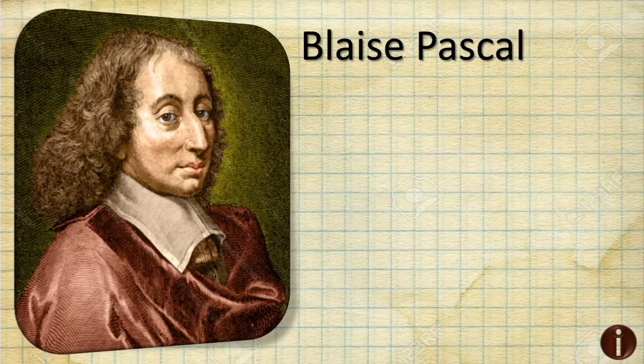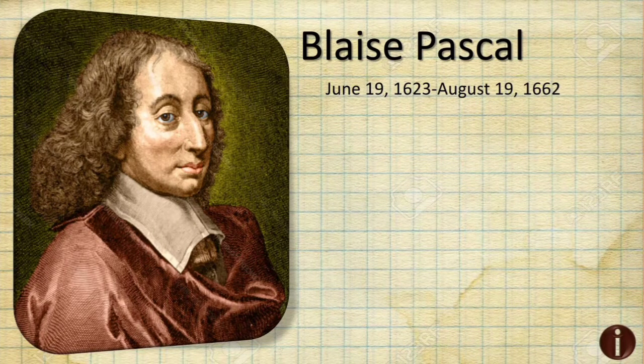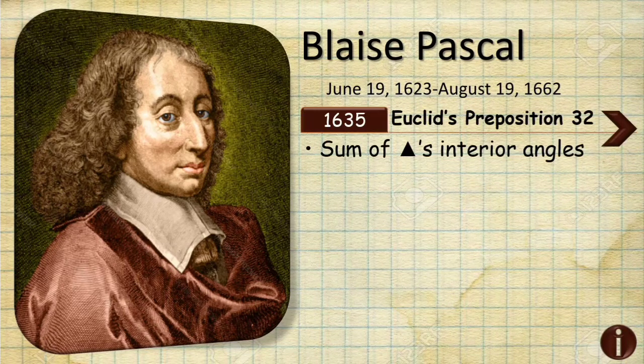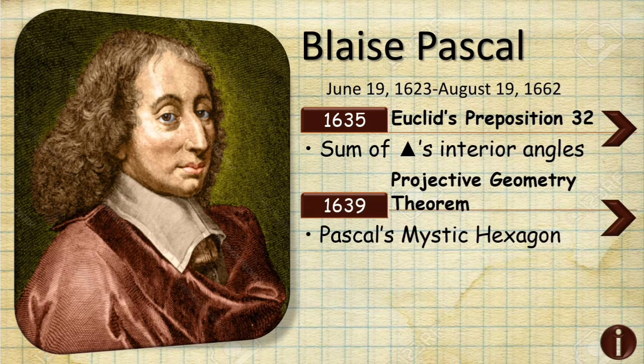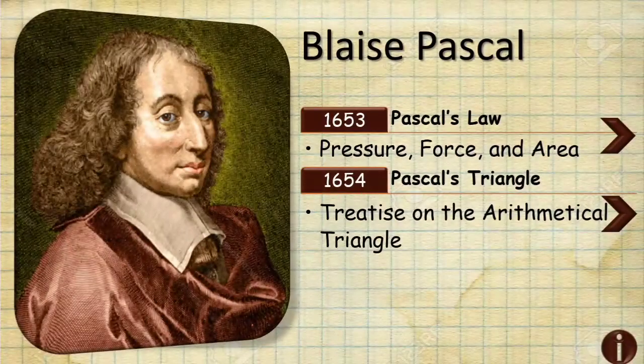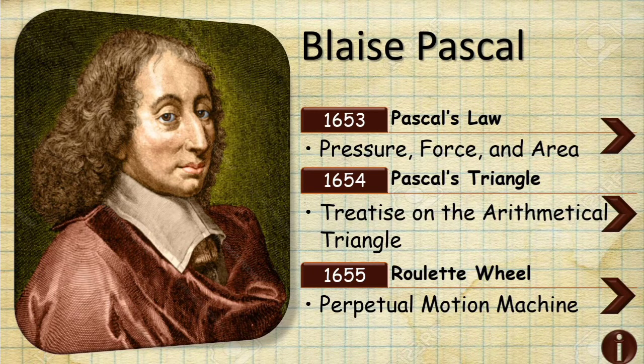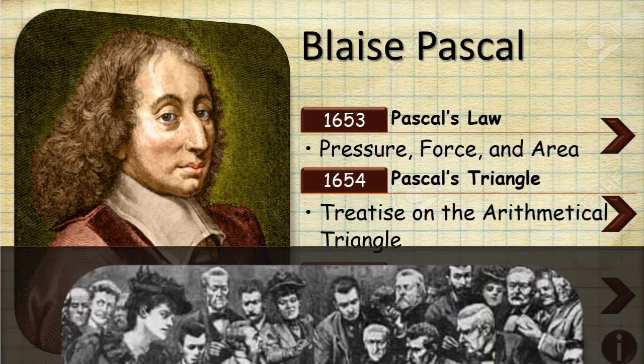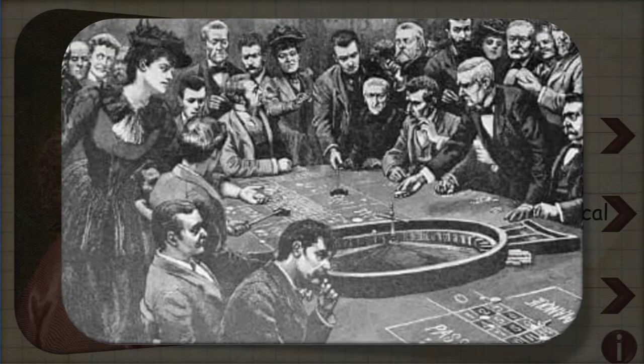Next, Blaise Pascal, born in 1623 and died in 1662. In 1635, he found out the sum of triangles' interior angles was 2 right angles. In 1639, he proposed Pascal's mystic hexagon, and in 1644, he invented the first arithmetic machine, also known as Pascaline. In 1654, the Treatise on the Arithmetical Triangle was published. It explains how to construct and apply the remarkable configuration known today as Pascal's triangle. In 1655, Blaise Pascal invented the roulette wheel, which is an example of a perpetual motion machine.